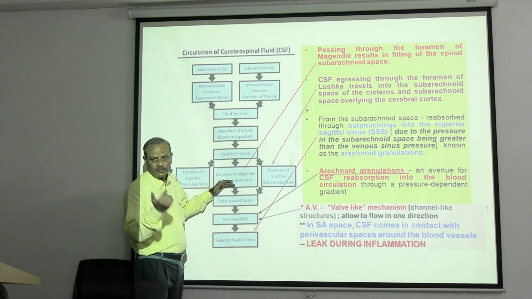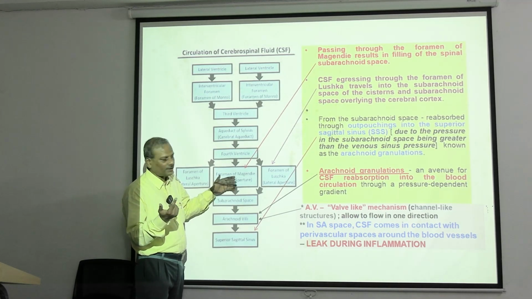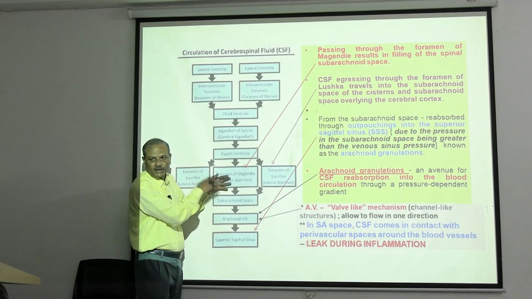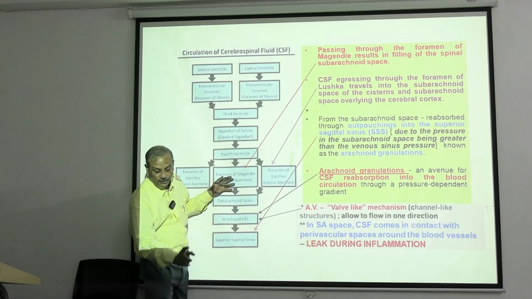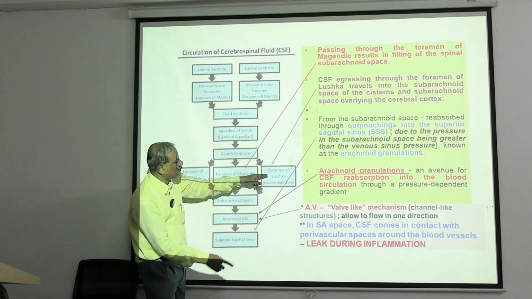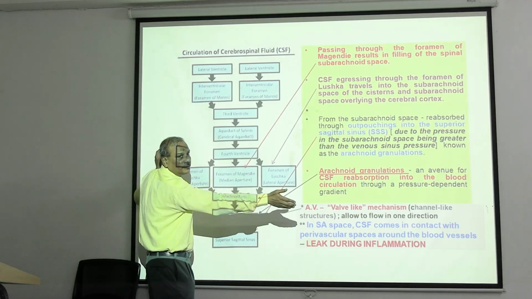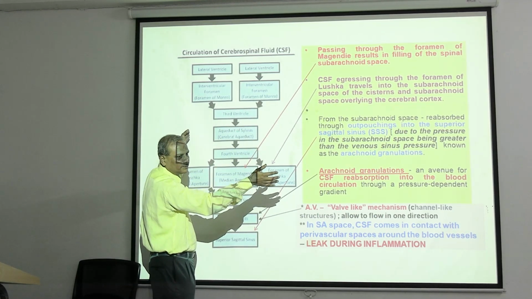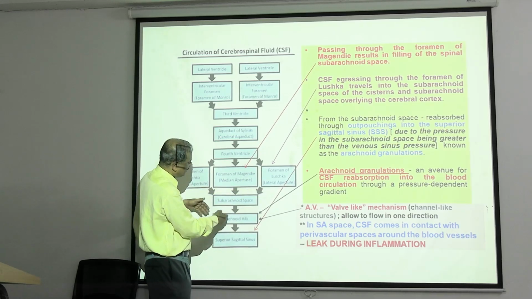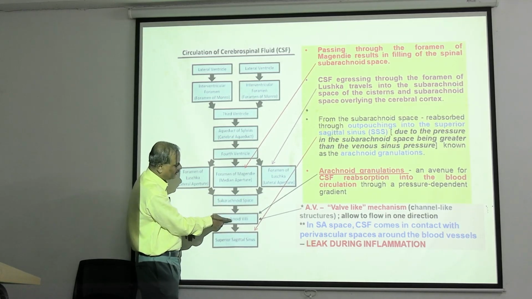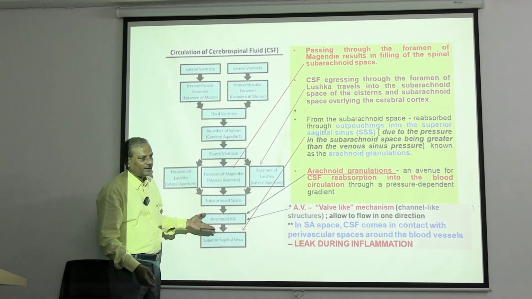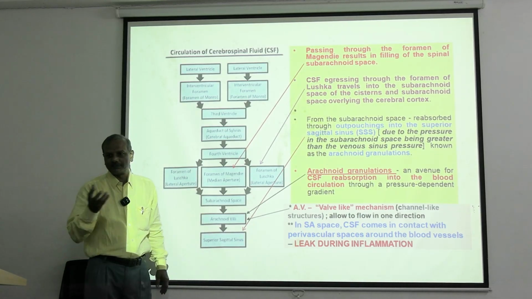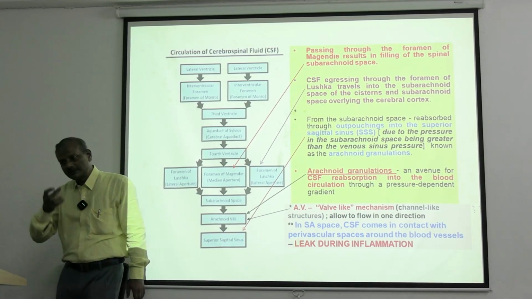One is central, the median, called foramen of Magendie, and two on the lateral side, foramina of Luschka. From the median opening the fluid comes out and covers the spinal cord. From the two lateral openings, the fluid comes on the surface of the cerebral hemisphere. That you must remember. And from the subarachnoid space it goes into the arachnoid villi, and from the arachnoid villi through the superior sagittal sinus venous system, this CSF is reabsorbed.